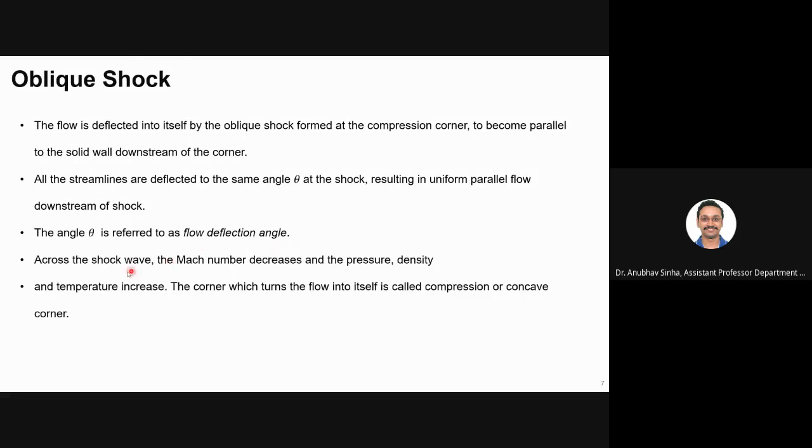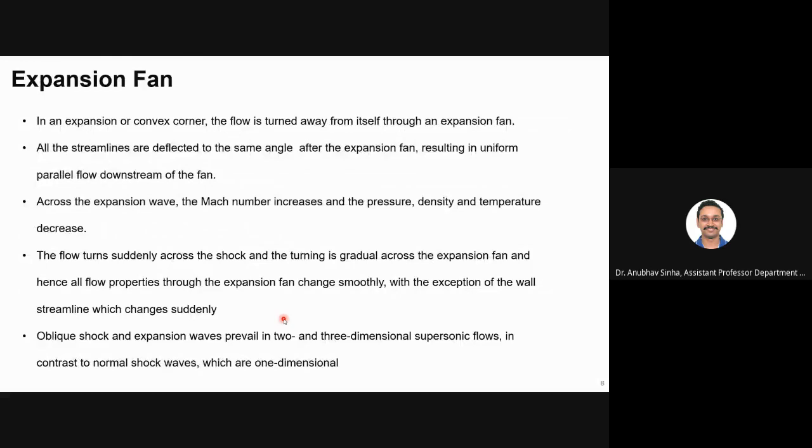And across the shock wave, Mach number will definitely decrease, pressure will also decrease, density will also decrease, and temperature will increase. And the corner which turns the flow into itself is called a compression or concave corner. Okay. Now let us talk about the expansion fan. So it is a convex corner and the flow is turned away from itself.